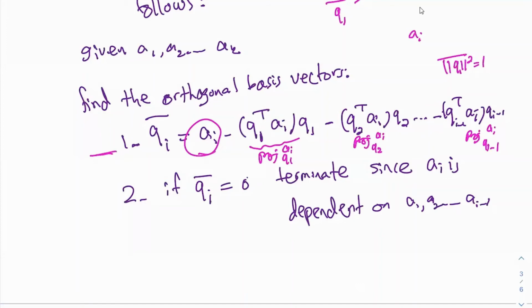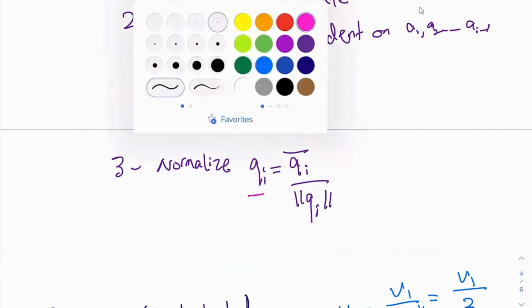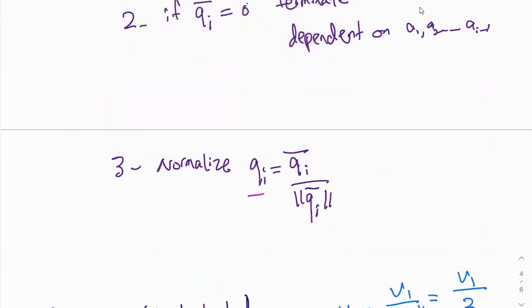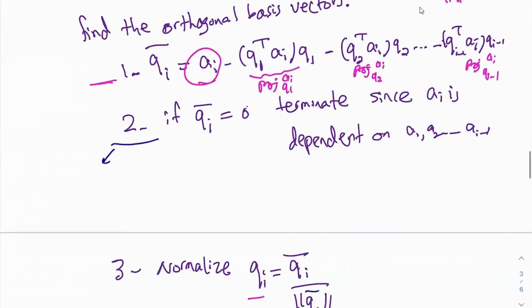But what if Qi bar is not 0? Then we are going to go ahead and normalize it, and that's what I reserve the term Qi for. Qi is equal to Qi bar divided by the norm of Qi bar. So this Qi, for example, is something like Q1. So they are orthonormal. Qi minus 1, all these vectors, they all have a unit norm. So that was the ith iteration. This is the condition for independence.